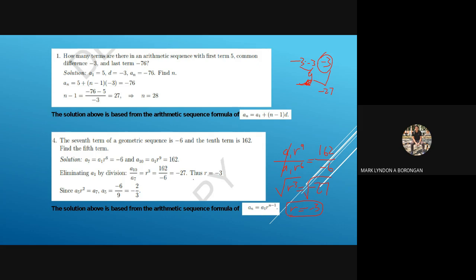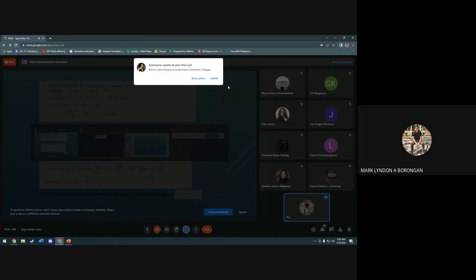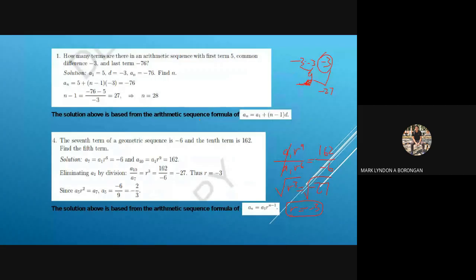So since nakuha na ang R, atong gipangita man diri, di ba, ang fifth term ang gipangita. So if ang fifth term ang gipangita nato, unsa man nato pag determine sa fifth term?